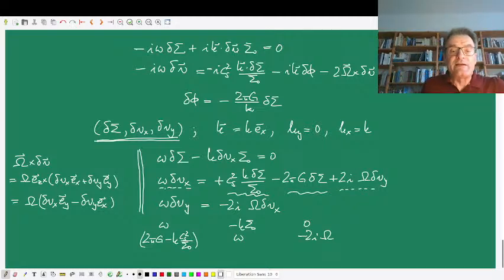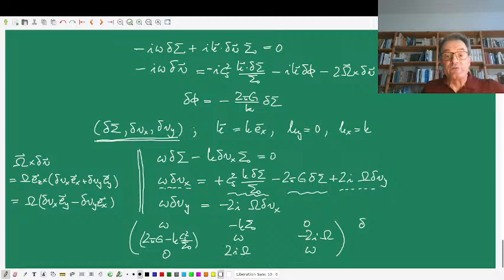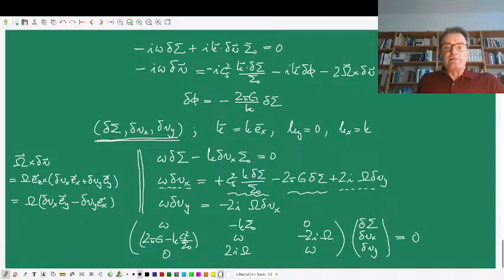Okay, and finally, in the last equation, there is no contribution from delta sigma. There's a plus 2i omega for delta Vx, and there is an omega for delta Vy. So this means that we can represent the three above equations with a double line here in the following way. We have the vector delta sigma, delta Vx, delta Vy, these are our unknowns, times this matrix here that we just constructed must be 0.